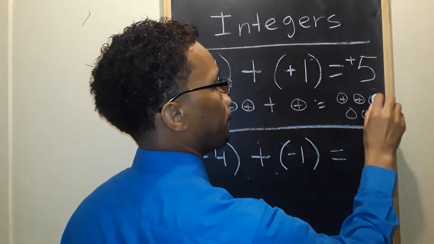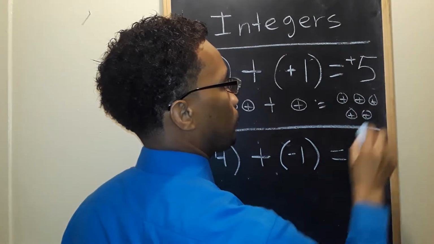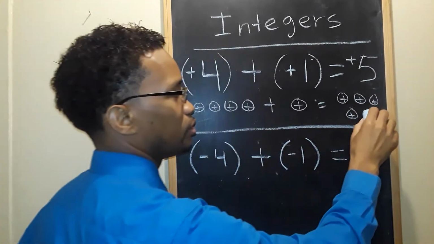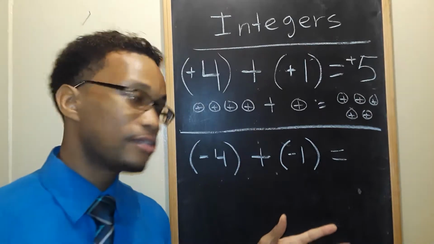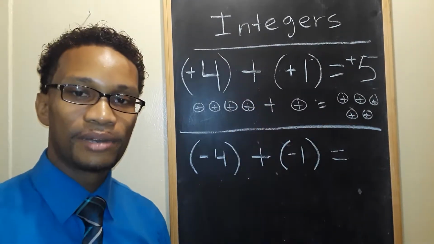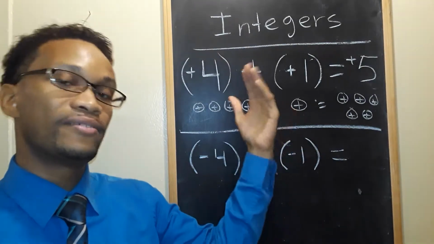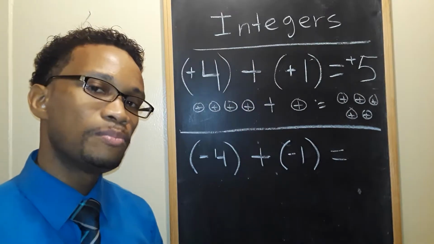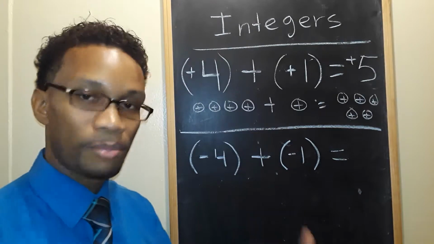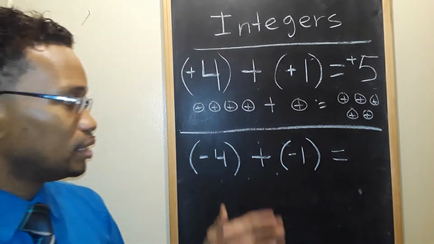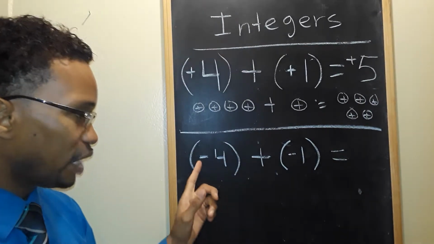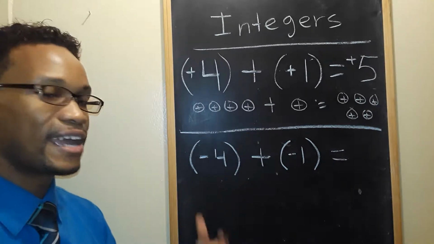Okay? A visual evidence to help you understand how we got this positive 5. So a positive 4 plus a positive 1 gives you a positive 5. So when you add 2 positive integers, it becomes more positive. Okay? The next one. We have a negative 4 plus a negative 1.